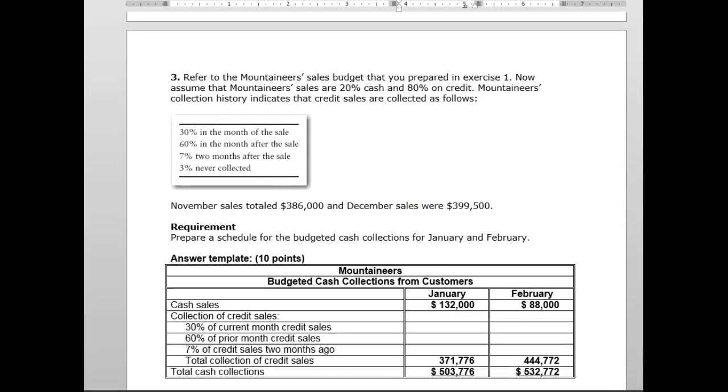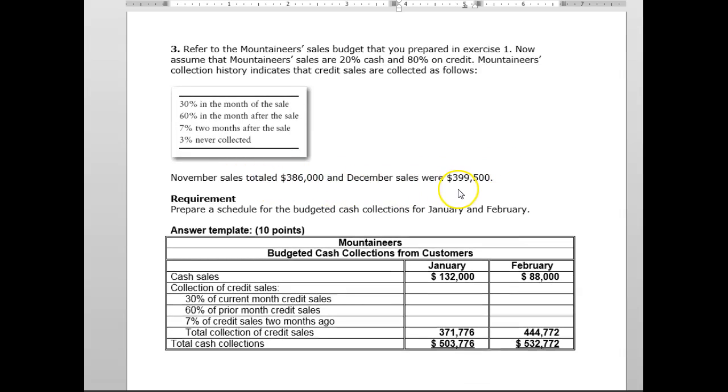And the third one is looking at a sales budget. We need to look at the sales budget we prepared in exercise 1 and assume sales are 20% cash and 80% credit. And it indicates their credit sales collected as follows, which is nice. November sales totaled $386,000 and December sales totaled $399,500. Then we need to prepare a schedule of cash collections. But you should fairly well be able to come down and literally multiply this out using the numbers they give you without too much issue at all.